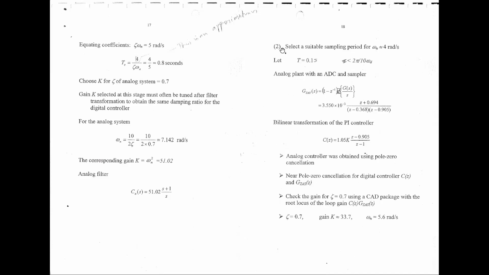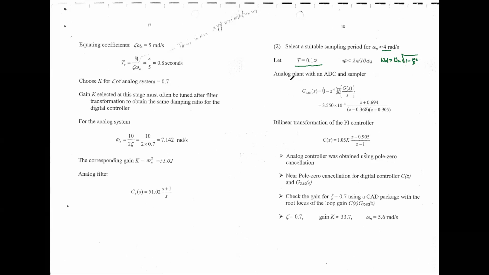You must select a good sampling time. In this case, we have selected a sampling time such that it is less than 2 pi divided by 10 times omega d. And we know that omega d is equal to omega n times root of 1 minus zeta squared. So the sampling time here is 0.1. If we do 2 pi divided by 10 times omega d, where omega n is 4 radians per second and zeta is 0.7, we will get around 0.2, and we have selected less than that, which is 0.1 seconds as the sampling time.